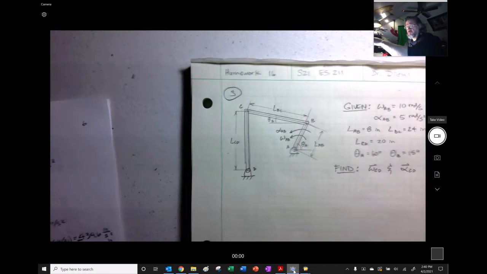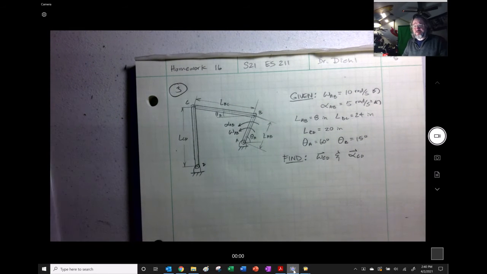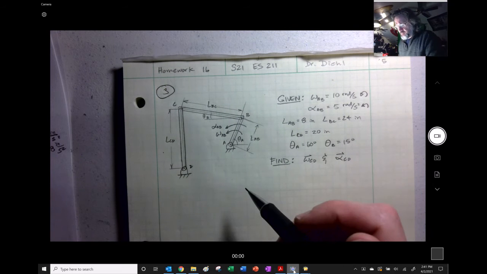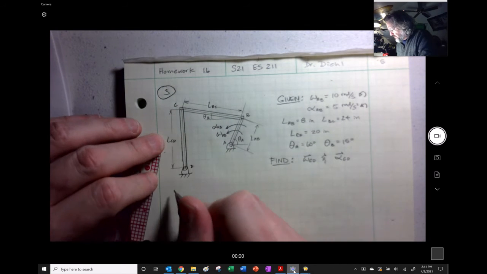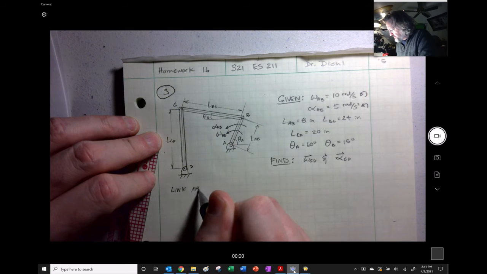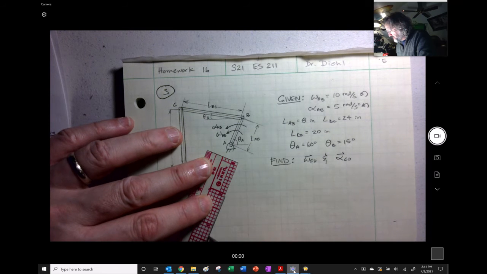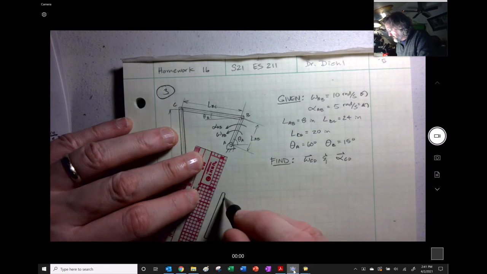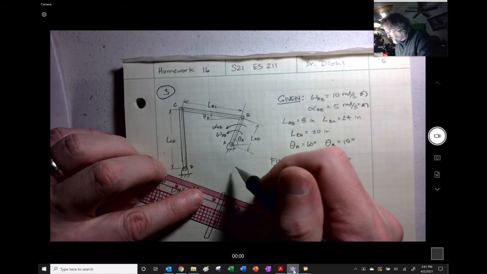So let's get to it. Okay, so here it is written out. Okay, so I'm going to start with this link right here. And maybe I'll write this link AB. It's a good place to start as any. Could have left myself a little bit more room, but I'll deal.